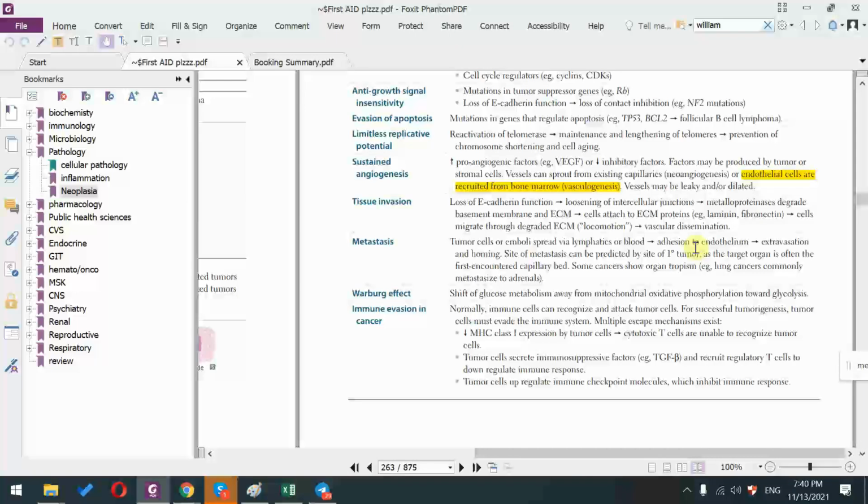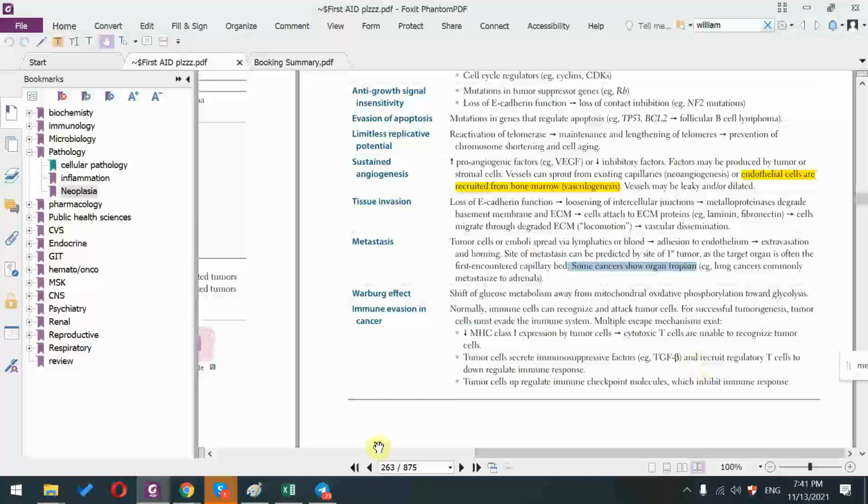So they write here, the site of metastasis can be predicted by the site of the primary tumor, as the target organ is often the first encountered capillary bed. Some cancers show organotropism. Lung cancers commonly metastasize to the adrenals. Let me tell you a little bit about what they just said.